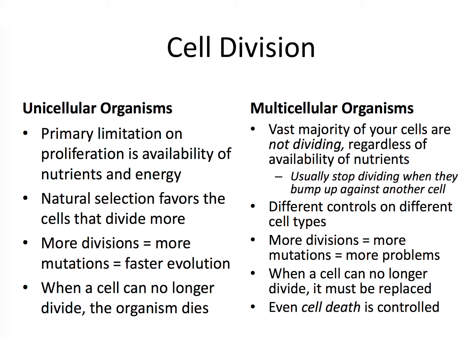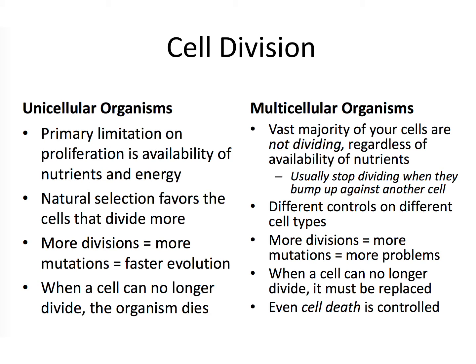multicellular organisms are quite a bit different than single-celled organisms. With a unicellular organism, it basically grows and divides when it's happy, when there's plenty of nutrients and energy and in favorable conditions, and then slows down when those conditions become less favorable.